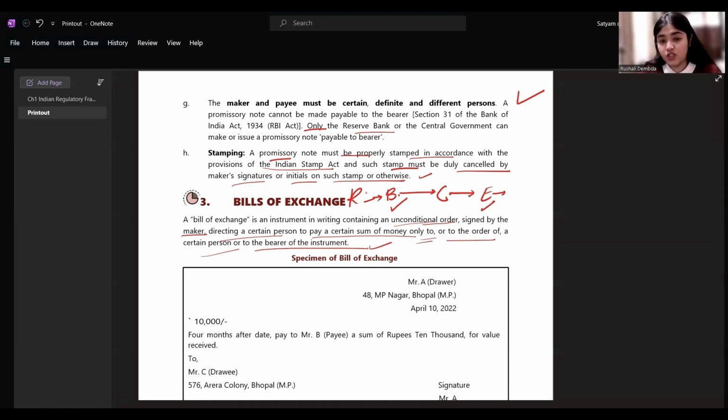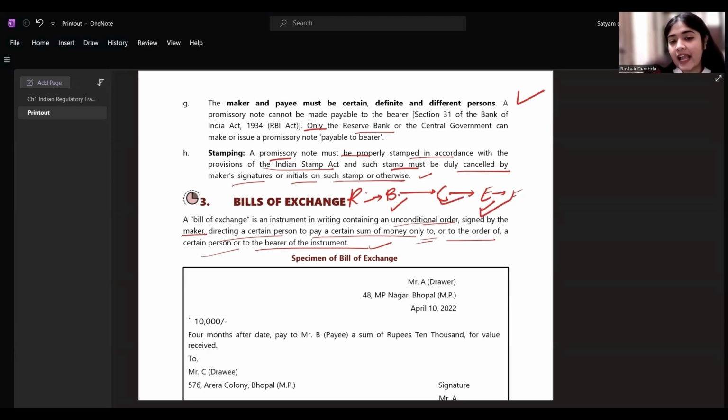E hands over the check to F. He has not provided any instruction to anyone, but he endorses it further and gives it to F. So F is holding the bill of exchange now. F is the person who is entitled to get the amount. On the backside of this bill of exchange, it will be written by B that I have endorsed it to C.